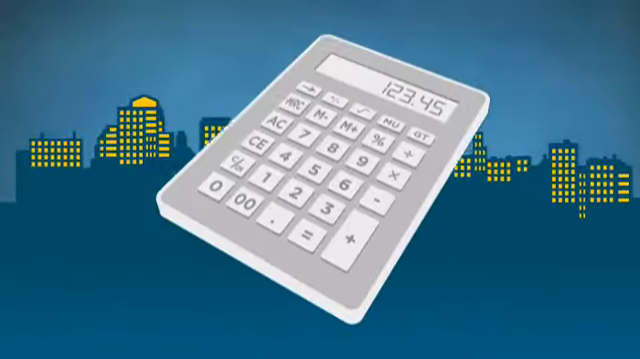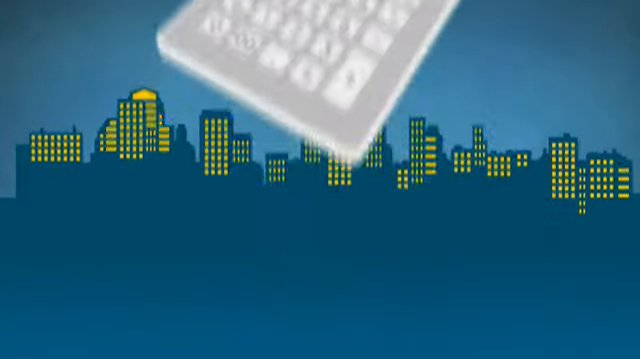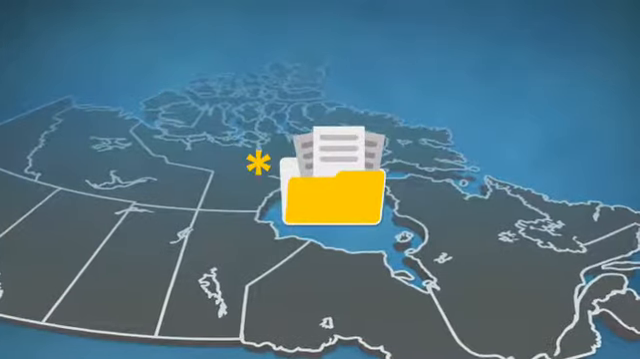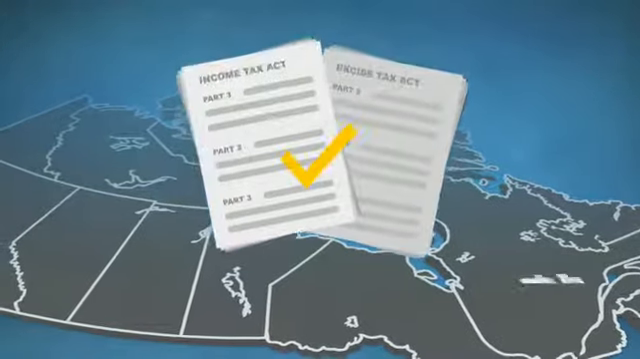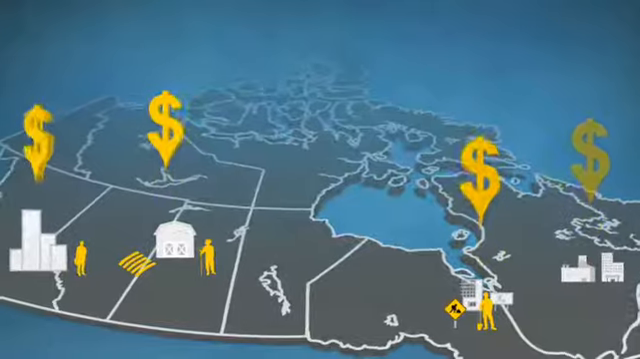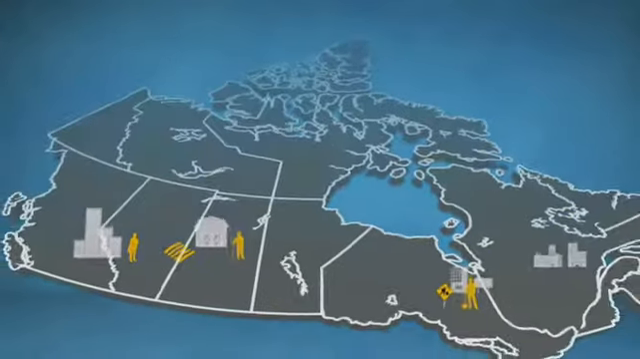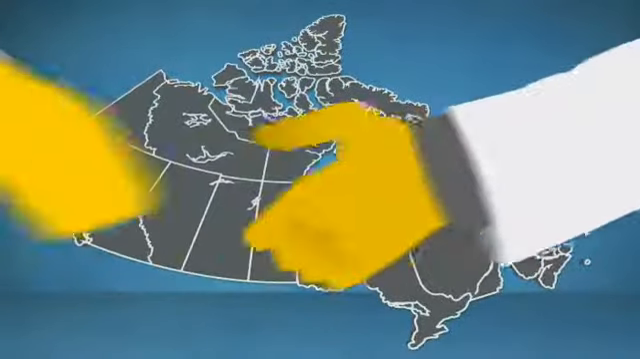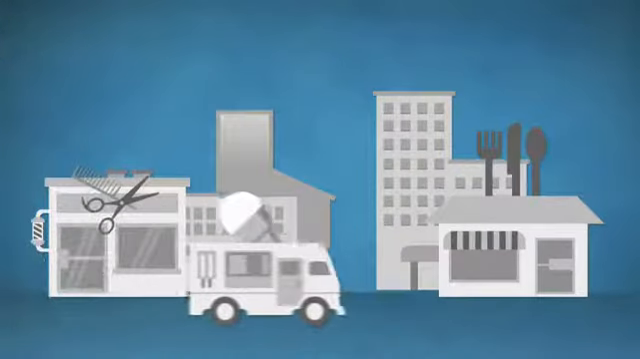To make sure businesses have calculated their taxes correctly, the CRA selects files for tax audits. It's one way of making sure that businesses fulfill their obligations and receive any amounts they are entitled to. This helps keep the tax system fair for everyone. Tax audits are just one of the ways we make sure that businesses are applying the tax laws correctly.